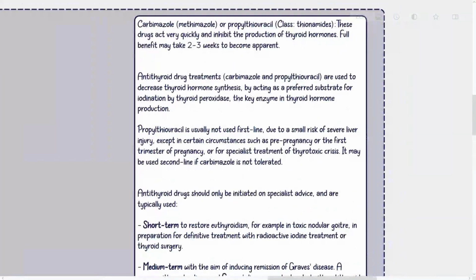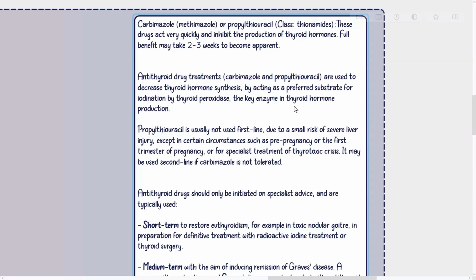Antithyroid drug treatments, carbimazole and propylthiouracil, are used to decrease thyroid hormone synthesis by acting as a preferred substrate for iodination by thyroid peroxidase, the key enzyme in thyroid hormone production. Propylthiouracil is usually not used first line due to a small risk of severe liver injury, except in certain circumstances such as pre-pregnancy or the first trimester of pregnancy, or for specialist treatment of thyrotoxic crisis. It may be used second line if carbimazole is not tolerated.